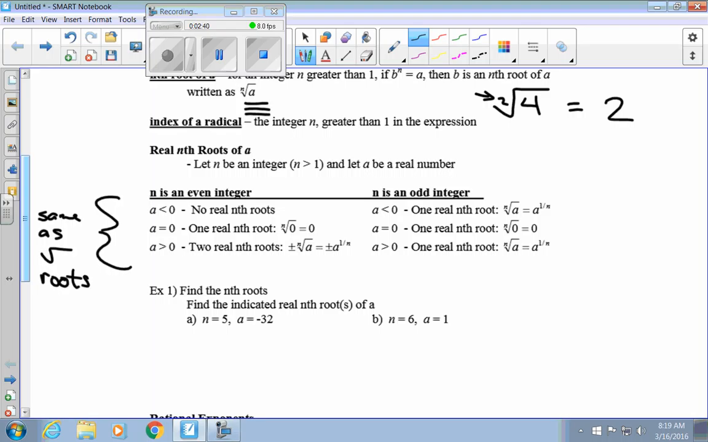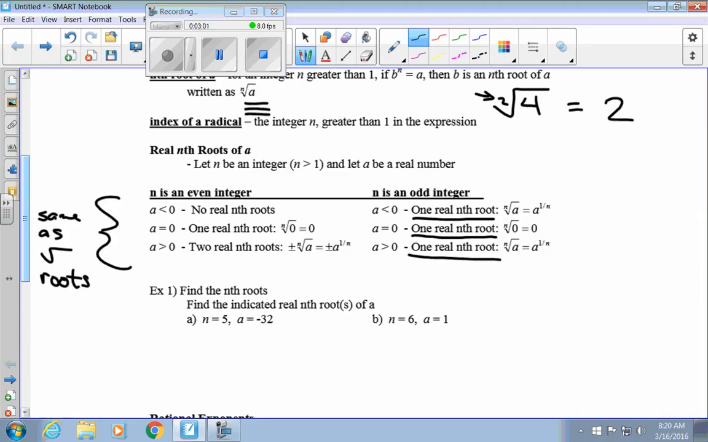Now the difference comes in when n is an odd integer. If a is less than 0, we're going to have one real nth root. When a is 0, we're going to have one real nth root. And when a is greater than 0, we're going to have one real nth root. So those are all going to be 1.